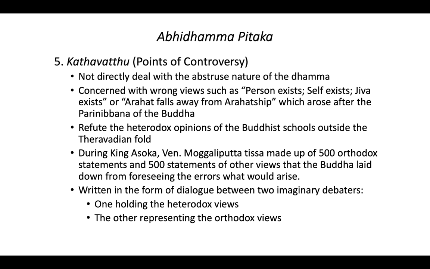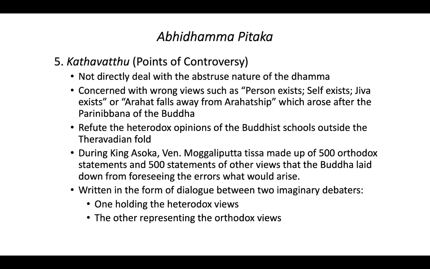The fifth book, Kathavatthu, Points of Controversy. Kathavatthu does not directly deal with the abstruse nature of the Dhamma. It is concerned with wrong views, such as that a person exists, self exists, jiva exists, or that an Arahant falls away from arahantship, which arose after the parinibbana of the Buddha.